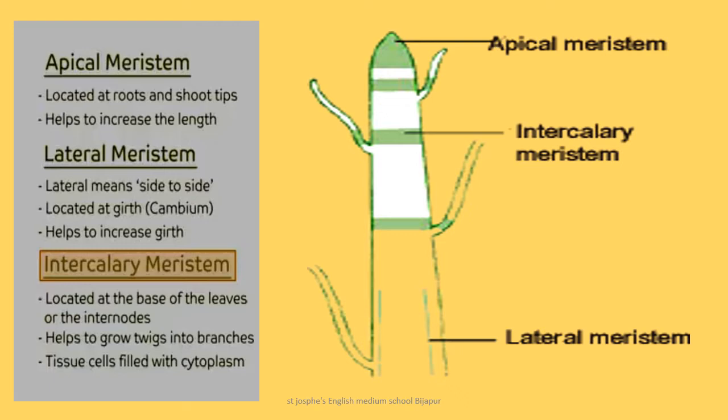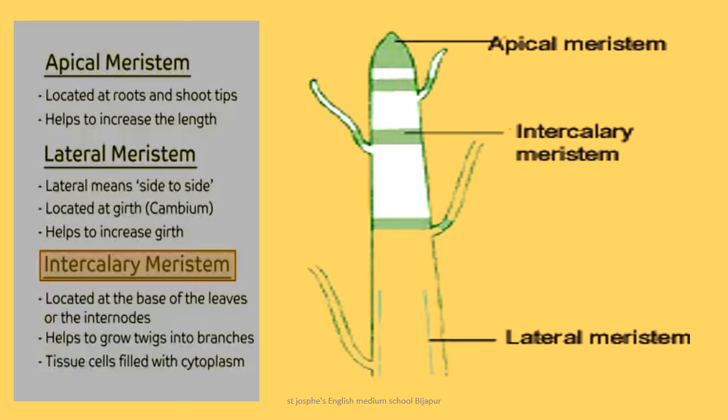By the way, if you get a question, name the different types of meristematic tissue and draw a diagram to show their location, here is the answer for that question. The three different types of meristematic tissues are apical meristem, and you need to write the function of it and where it is located. The apical meristem is located at the root and the shoot tips. And what is the function of it? The function is that it helps to increase the length.